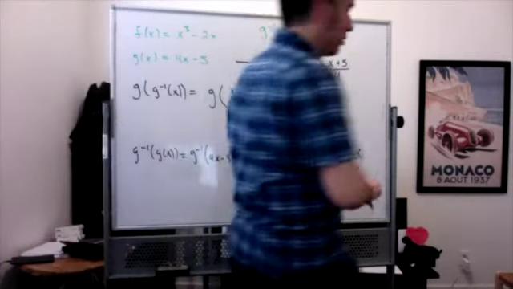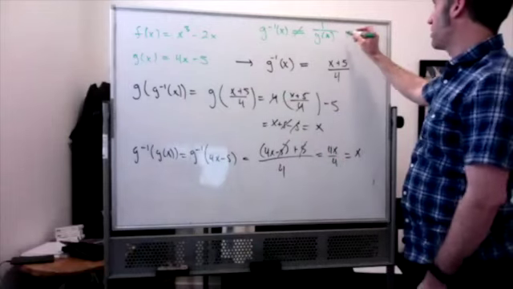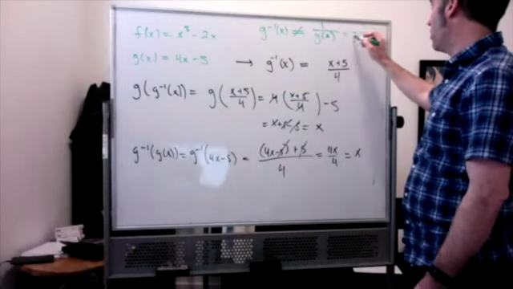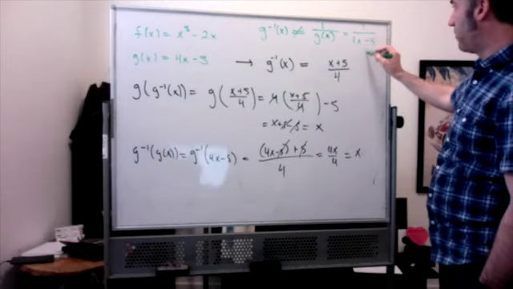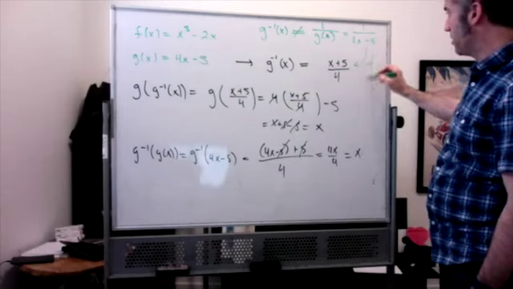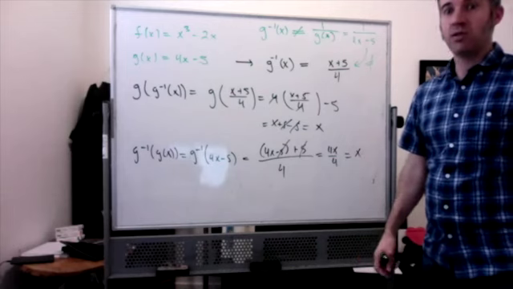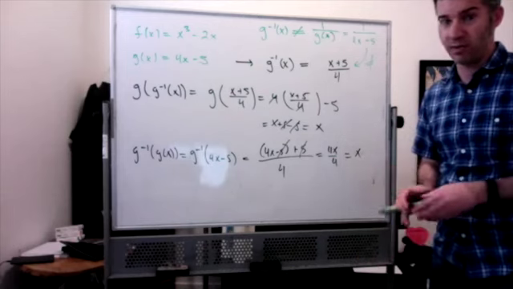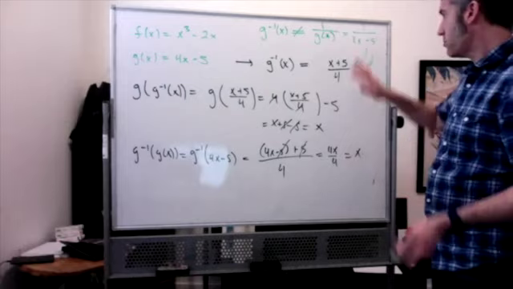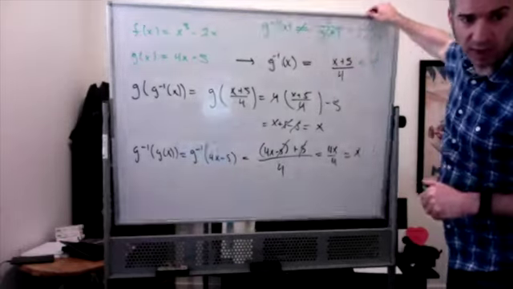Let me just show you, right? 1 over g of x would be 1 over 4x minus 5. That is definitely not the same as that. So you don't just do a reciprocal when you find an inverse. There's a whole process which we're about to talk about. A couple more examples before we talk about the process.